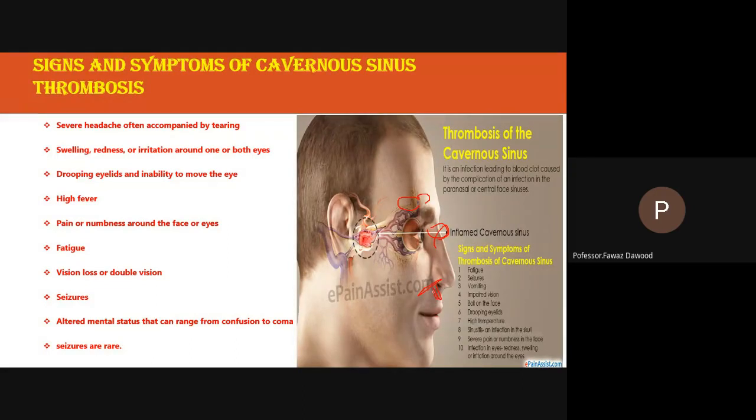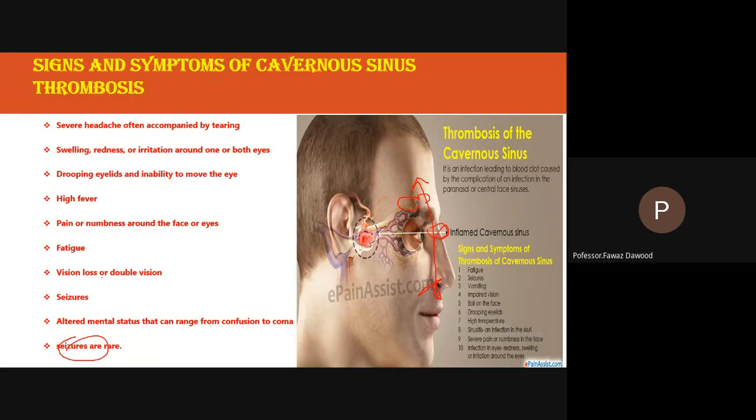So the infection spreads from this area to the cavernous sinus, and as a result, those types of patients may complain of different sinus symptoms, as I'm demonstrating. It may start with swelling and redness, and in rare cases seizures may occur, in addition to fatigue and diplopia or double vision, and other complications that I have mentioned.